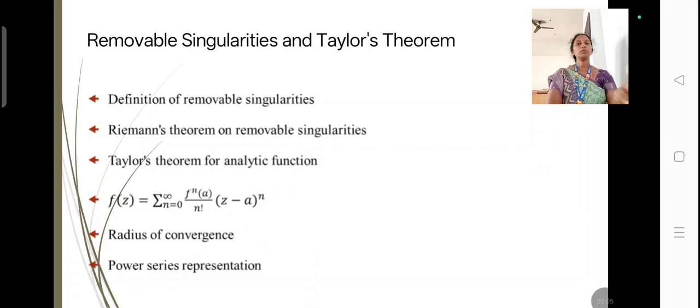Next one is removable singularity and Taylor's theorem. First we will discuss the definition of removable singularity, then Riemann's theorem on removable singularity, then the Taylor series for analytic function f of z is equal to summation n equal to 0 to infinity f power n of a divided by n factorial into z minus a the whole power n. Then also radius of convergence and power series representation.